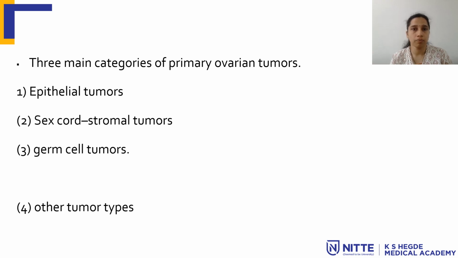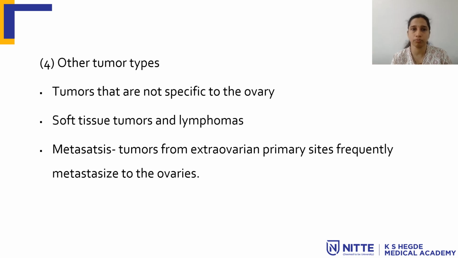So as we all know from the previous session, there are three main categories in primary ovarian tumors. So they are epithelial tumors, sex stromal tumors, and germ cell tumors. In addition, there is a fourth type of tumors which are not specific to the ovary. So they can be soft tissue tumors or lymphomas, and also tumors which have metastasized to the ovary from extra ovarian primary sites.